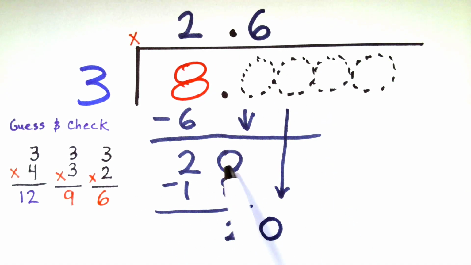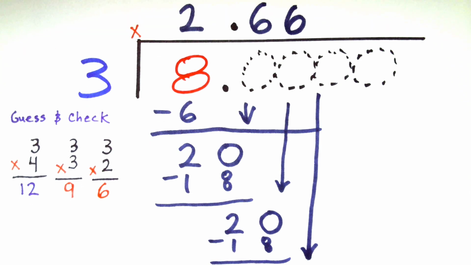I will subtract 18 from my target of 20. That gives me a remainder of 2. I bring down that 0. Whoa, I got another 20. Are you seeing a pattern here? 3 times what number gets me closest to 20 without going over?